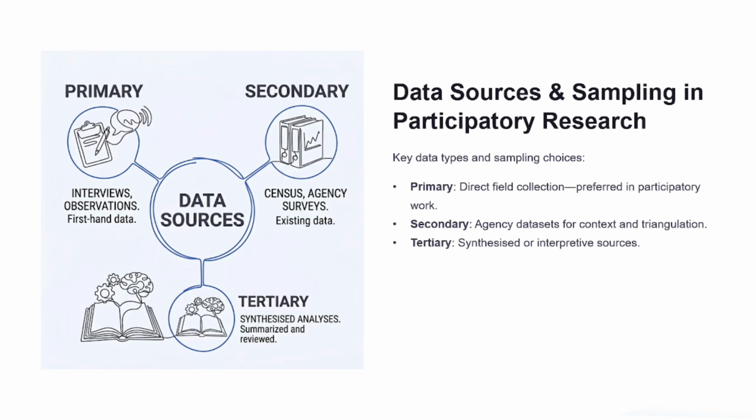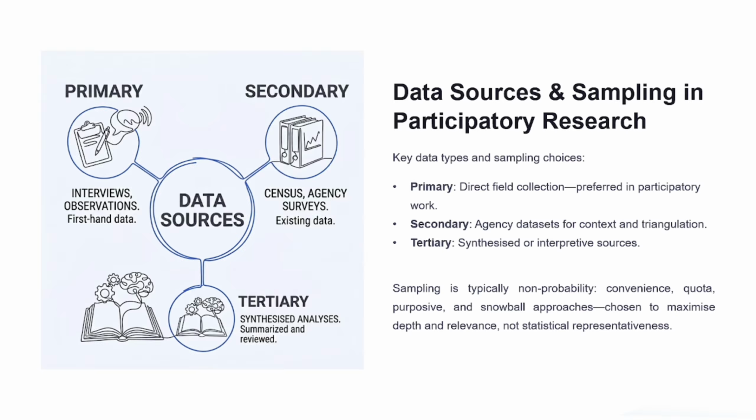Participatory research uses different types of data sources. The most important source is primary data, which is collected directly from participants through interviews, discussion, and observation. Researchers may also use secondary data, such as reports or datasets from organizations, to support and provide context for the research. Sometimes tertiary sources, such as summarized or interactive material, are used.